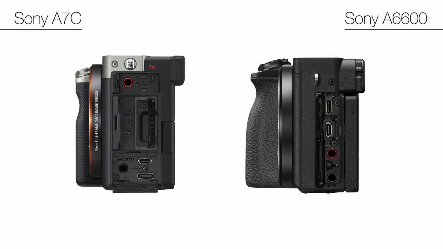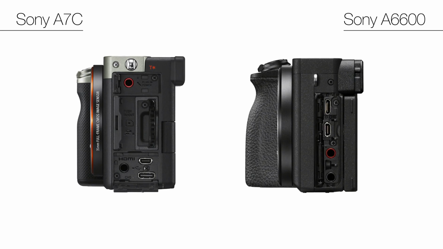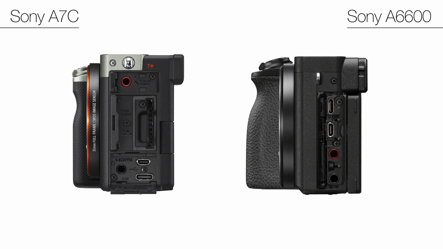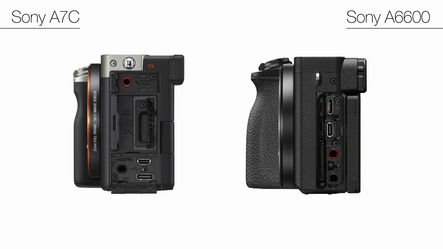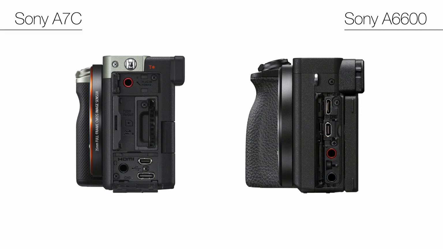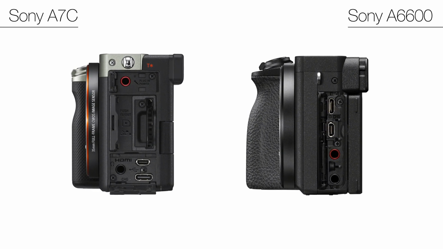When it comes to ports, you're also going to have similar ports. You're going to have a microphone input, a headphone jack, micro HDMI, and micro USB-C, but on the Sony A7C you're going to have an additional USB-C port. This is going to be great because it allows you to charge the camera faster and also to download all that information from your camera faster onto your computer. And both cameras have a single SD card slot. So these are some of the things that are very similar between both cameras.